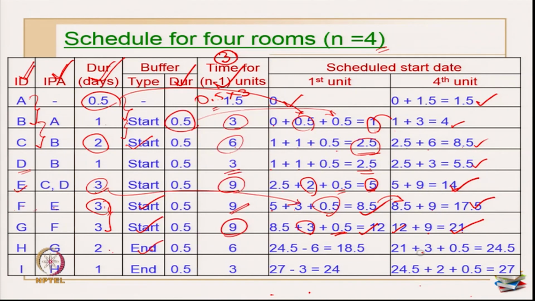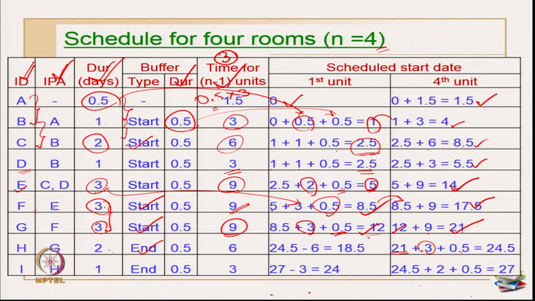The minute I am introducing an end buffer, I may have to start from the last unit. So this becomes 21 plus duration of G, which is 3. Okay, that is coming from here, and plus the buffer between G and H, which is 0.5. So this becomes 24.5. How can I find out the scheduled start date of the first unit? It is 24.5 minus 6. So this becomes 18.5. Okay.